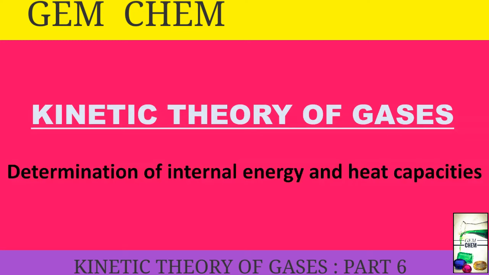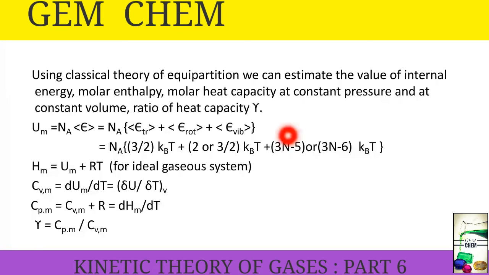Now let us start. Using the classical theory of equipartition, we can estimate the value of internal energy, molar enthalpy, molar heat capacity at constant pressure and at constant volume, and the ratio of heat capacity, gamma. This theory of equipartition is explained in kinetic theory of gases part 5 video. Please do watch it, it will be helpful. I will give the link in the description box. So, by using this theory of equipartition, these can be determined.